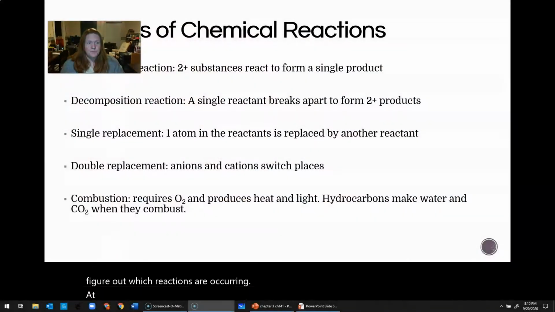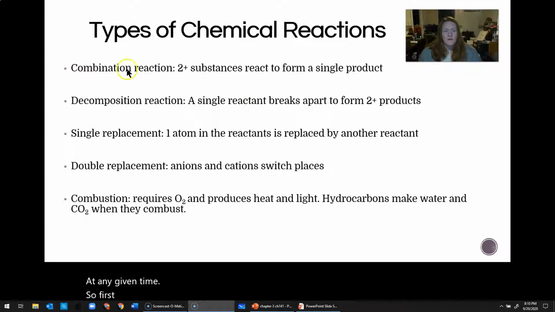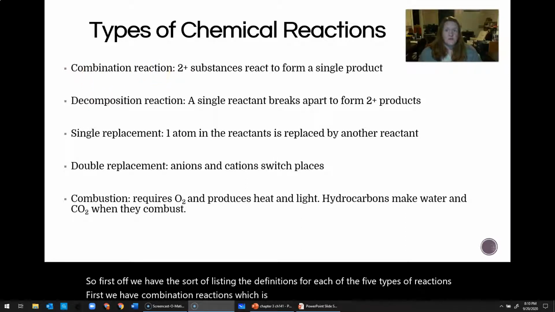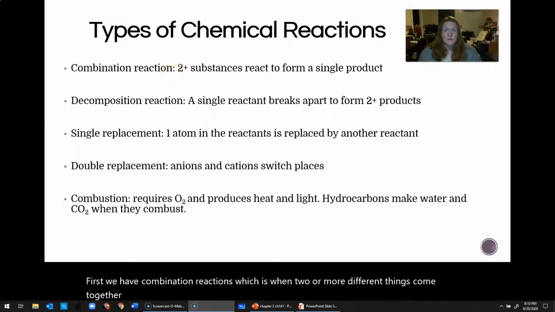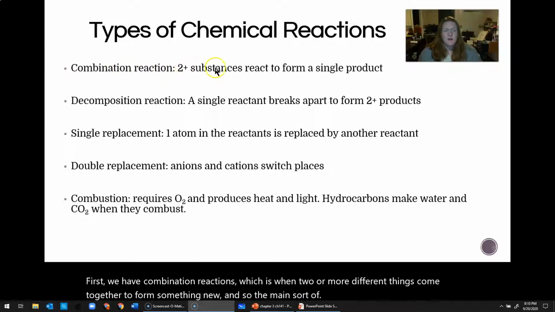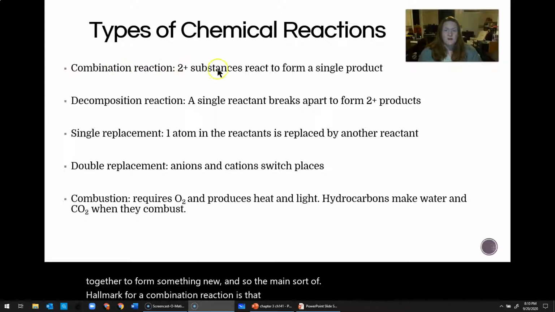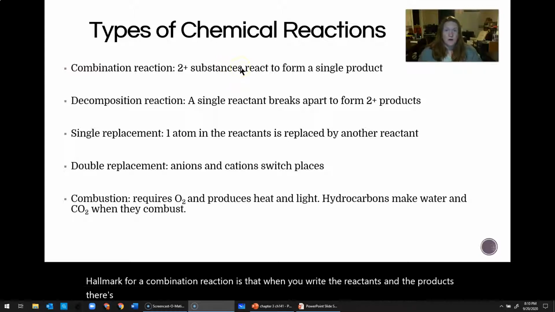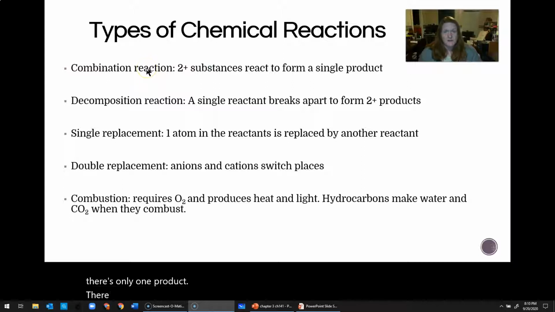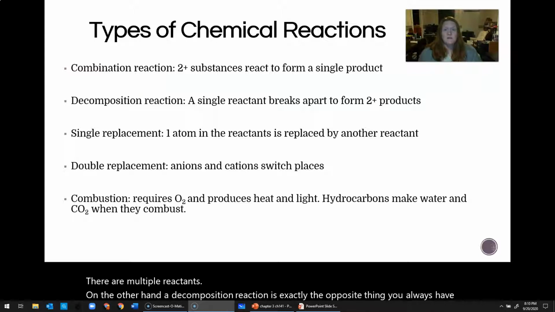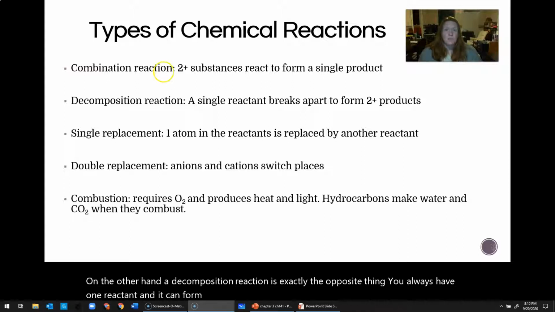So first off, we have the listing, the definitions for each of the 5 types of reactions. First, we have combination reactions, which is when 2 or more different things come together to form something new. And so the main hallmark for a combination reaction is that when you write the reactants and the products, there's only one product. There are multiple reactants. On the other hand, a decomposition reaction is exactly the opposite thing. You always have one reactant, and it can form 2 or more products.